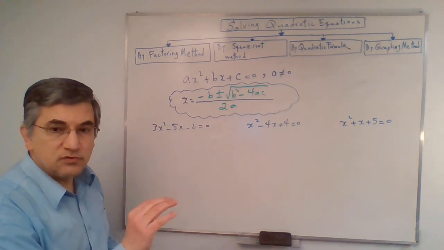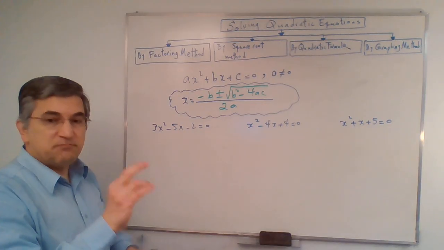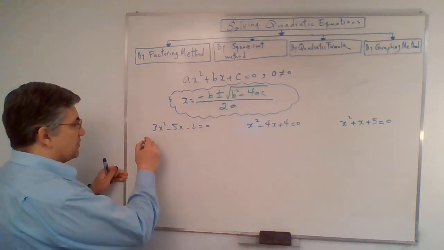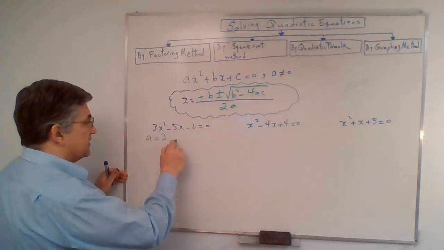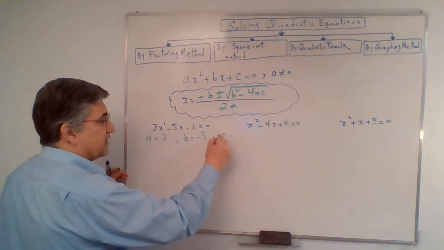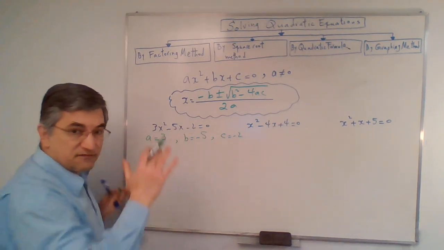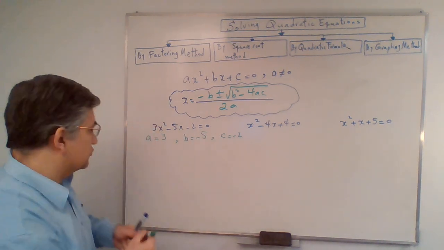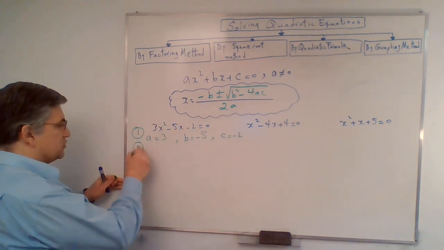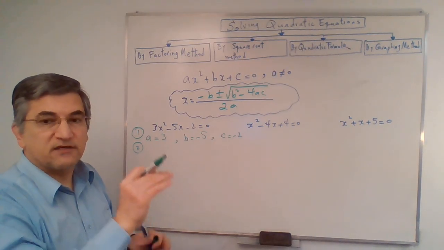The first thing I do is to determine the values of a, b, c, okay? So I'm going to say, what is a here? It is 3. That's the coefficient of x squared. And then what is b? That's negative 5. And c is negative 2. So that's the first thing I do: identify a, b, c values. Step 2, so that was step 1. Step 2 is to write the quadratic formula.